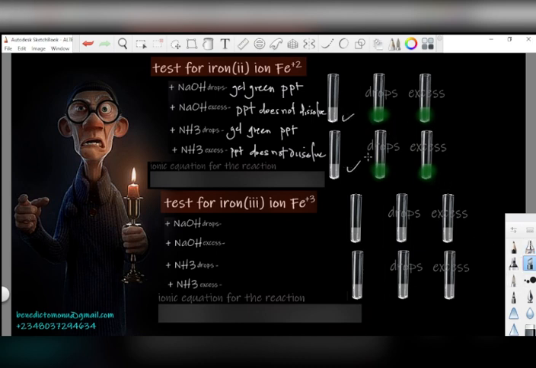Now, if you write the ionic equation for that reaction, I told you iron 2 ion plus hydroxide ion will give us the solid. This is aqueous, this is aqueous, this is solid.